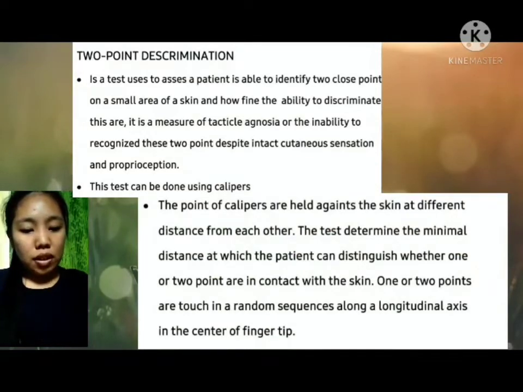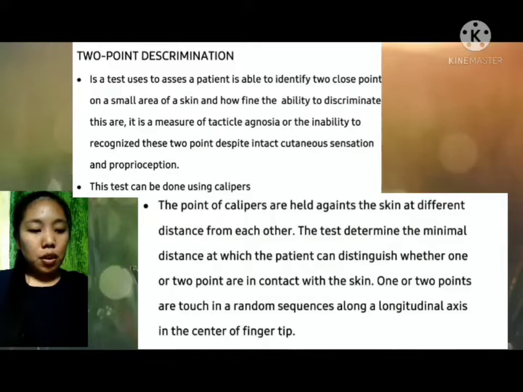In the 2-point discrimination test, the points of the calipers are held against the skin at different distances from each other. The test determines the minimal distance at which the patient can distinguish whether 1 or 2 points are in contact with the skin. 1 or 2 points are touched in a random sequence along the longitudinal axis in the center of the fingertip.